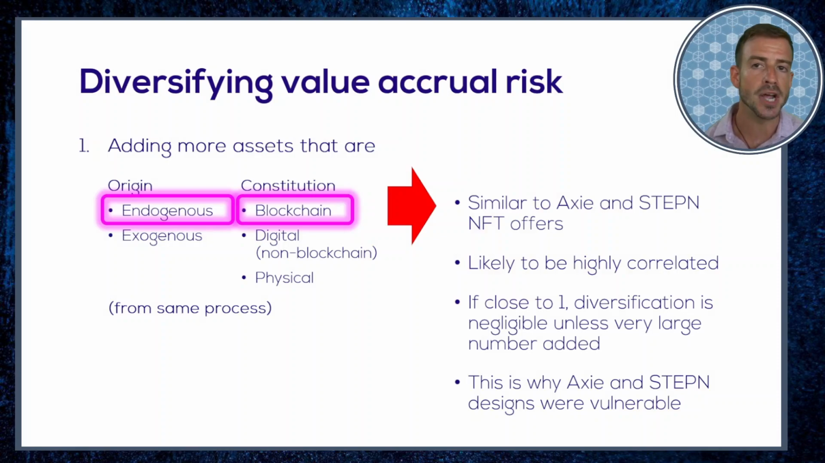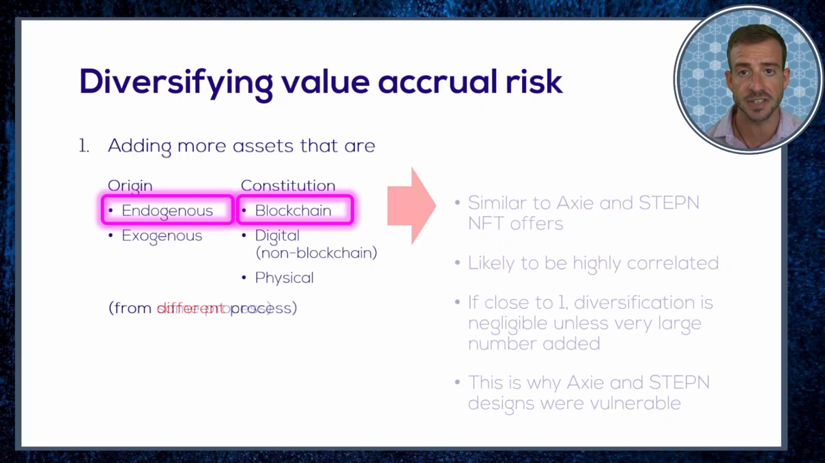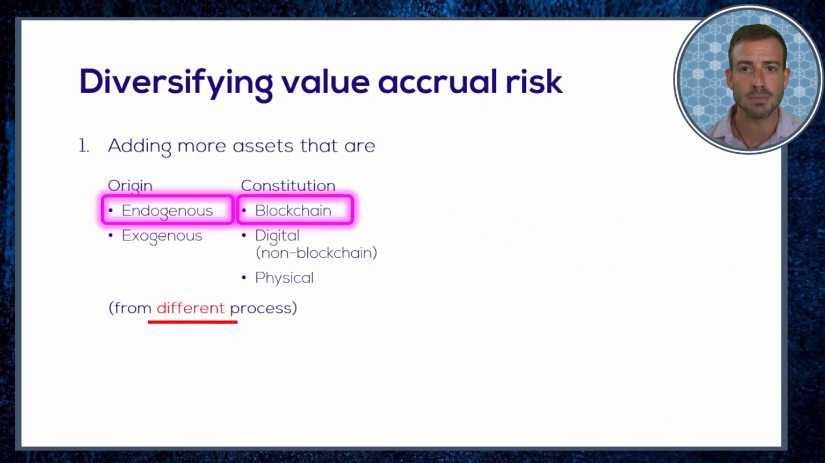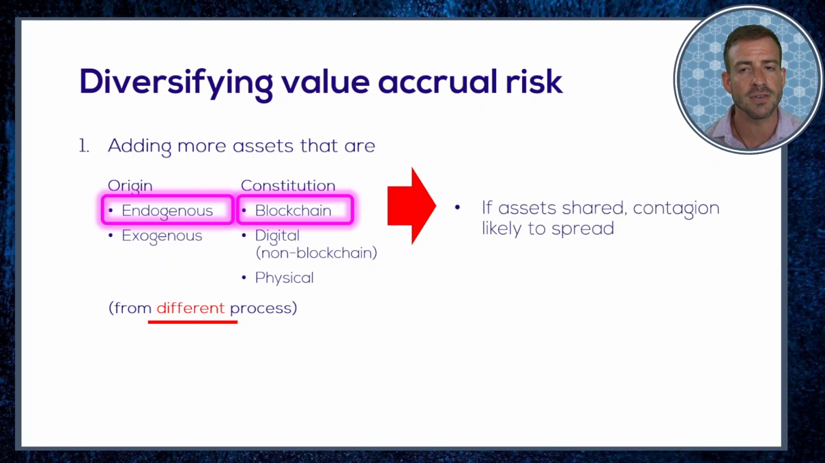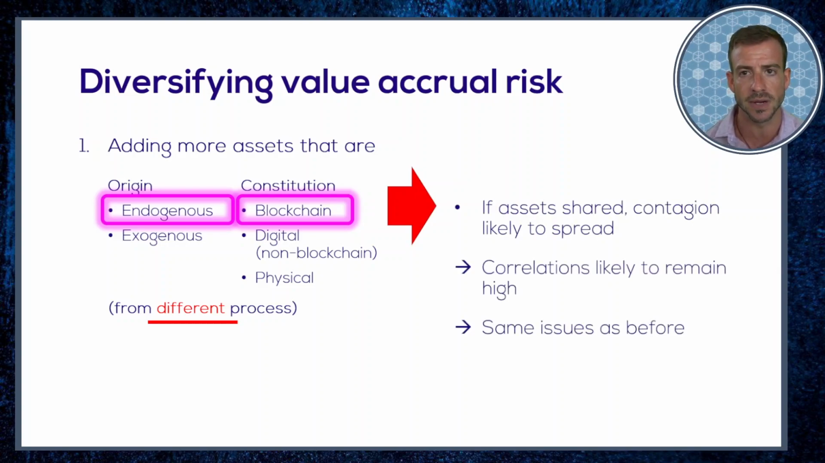Now let's consider a minor change to this setup. What would happen if our blockchain assets were still endogenously sourced, but from a separate endogenous economic process, a second game, for example? Well, in this case, the diversification offered may be a little bit better than before, but it's hard to imagine how contagion from the collapse of one economic area would not simply spill over into the other if the two economies are linked by shared economic assets. This variation, therefore, is unlikely to offer material improvements over the last one.